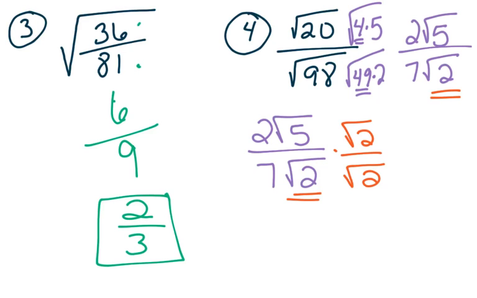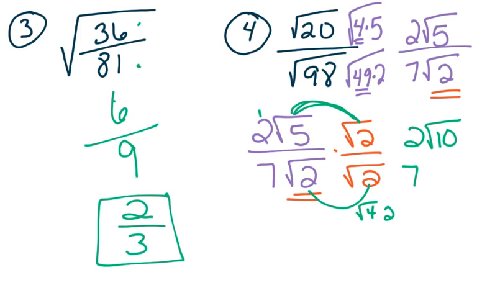All right, so when I multiply on the top, we have the 2 that's on the outside. And then I have these guys that get to multiply together because they're both underneath a radical. So that would give me the square root of 10. On the bottom, we have the 7 on the outside. And then the square root of 2 times the square root of 2 is the square root of 4, which is 2.